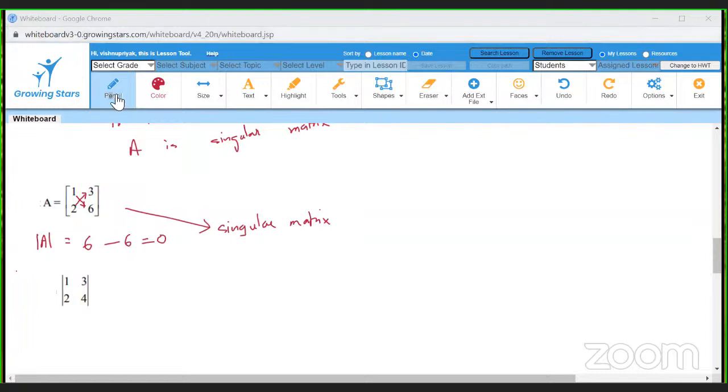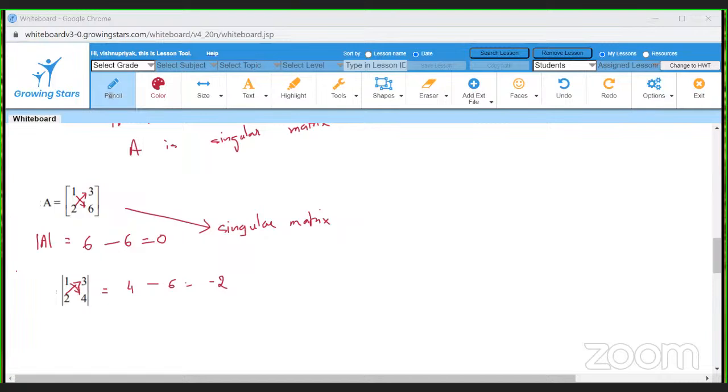Yes, Vinayaka told first. Correct. You have to multiply 1 into 4 minus 2 into 3, 6. Minus 2 is the answer. Minus 2, Vidya. Correct. Vidya is correct. Vinayaka, you said 2. It is minus 2. Not plus 2, it's minus 2.